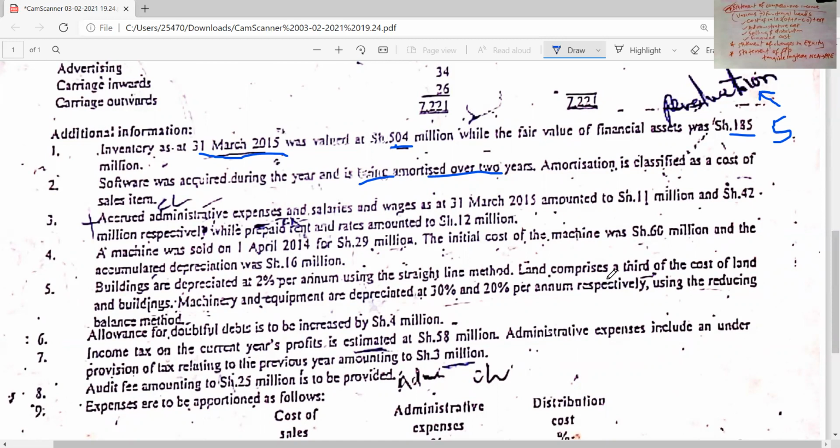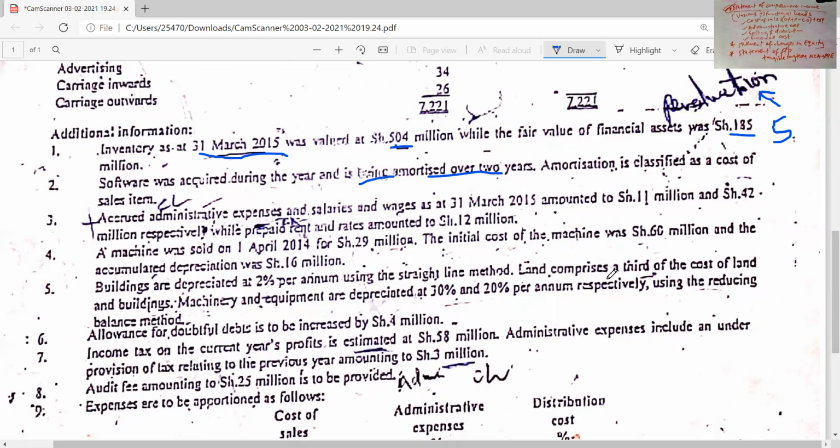Accruals and prepayments. Remember that accruals are current liabilities. Prepayments are current assets. That is a thing you need to understand first. So an accrual is something which has not been paid by the end of that period. So obviously, it has to increase the relevant expense.